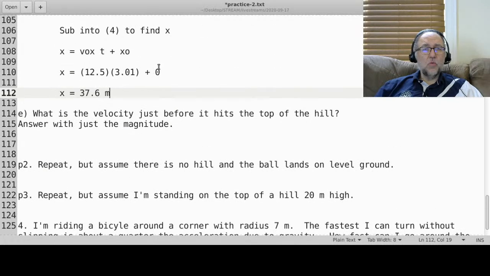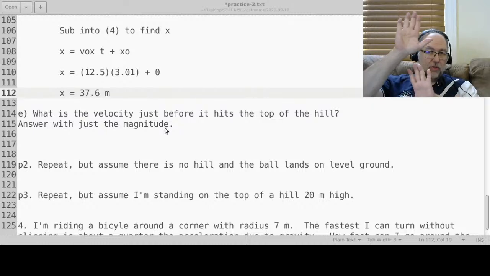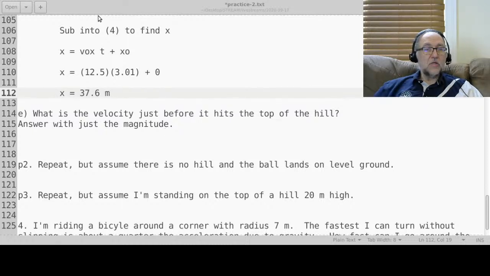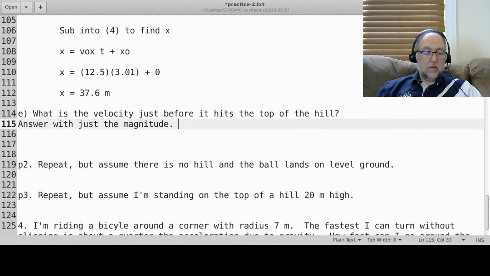And then finally, the next one, also pretty easy, but a little bit of a subtlety, because I'm asking for polar information, and look at how I asked for it. What is the velocity just before it hits the top of the hill? And answer with just the magnitude. Whenever you're talking Cartesian, you're talking x and y components. The vector has been broken up into its two pieces, x and y. But whenever you talk magnitude and direction, you're talking polar. So answer with magnitude is like saying answer polar. Now polar also has the angle, but I didn't ask for the angle. I just said, just give me the magnitude.